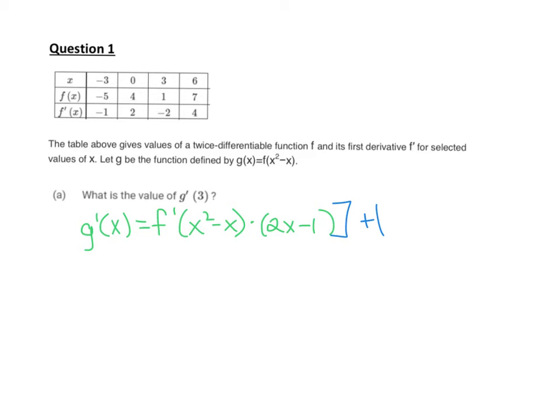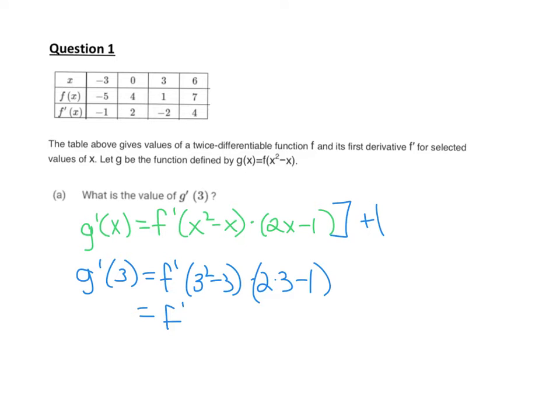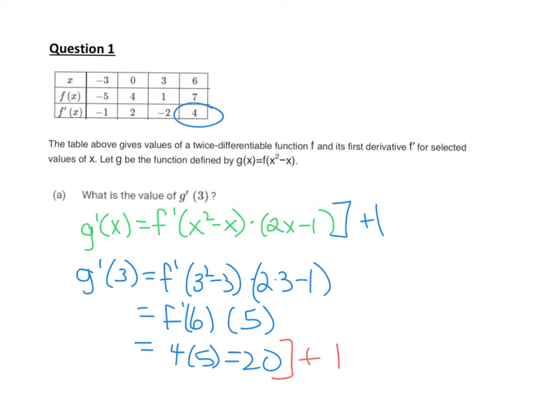Okay, so then the second thing I need to do for this problem is I need to evaluate this with g prime of 3. When I do that, I get f prime of 3 squared minus 3 multiplied by 2 times 3 minus 1. That gives me f prime of 6 times 5. If you look up at the table, f prime of 6 is 4, so my answer ends up being 20. This is a 2-point problem. This is going to be the second point if you do that.